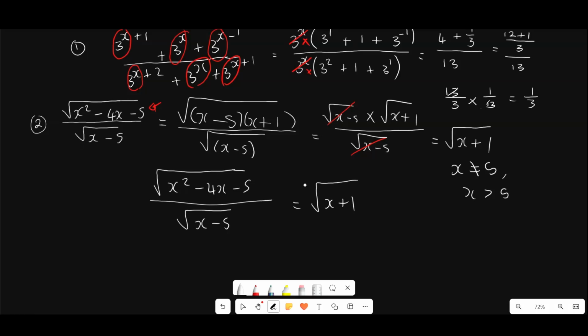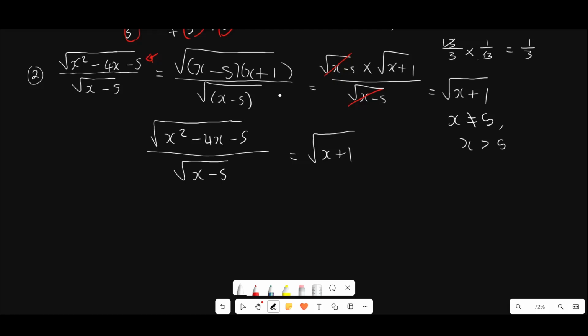So x can be any value, so I can plug in any value that I wish, but my x value should be greater than 5, right? So let us say x is equal to 8. Then 8 plus 1, that's 9, which would give me 3. So here I should also get a value of 3 when I do that. 8 minus 5, that's 3.